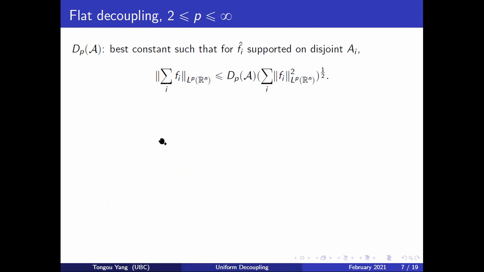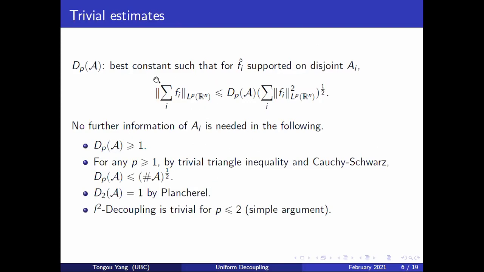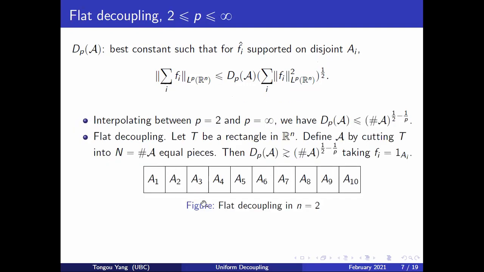First, we talk about a special case which we call flat decoupling. What does that mean? Before, we didn't have any assumption on the sets A_i. So for different choices of this family of sets A_i, we would expect to have different estimates of the decoupling constant. For example, suppose now A is defined by cutting a rectangle in R^n into N equal pieces. So you let the A_i be like A_1, A_2, up to A_10, for example, in this case, consecutive smaller rectangles.